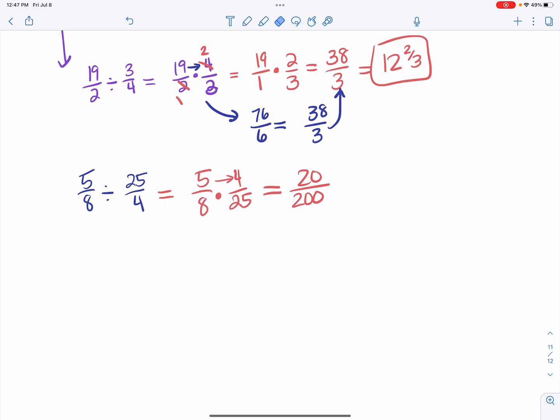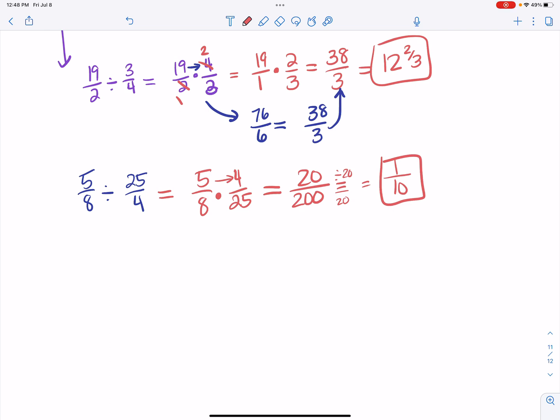I don't know. So if I look at that, I can see that 20, I'm going to divide them both by 20. So that's a 1, and 20 goes in there 10 times. So the answer is 1/10.